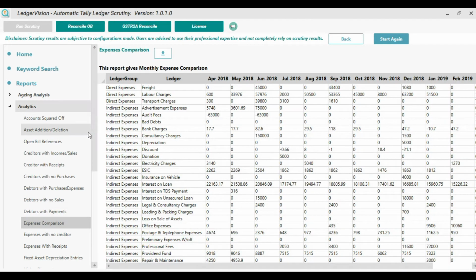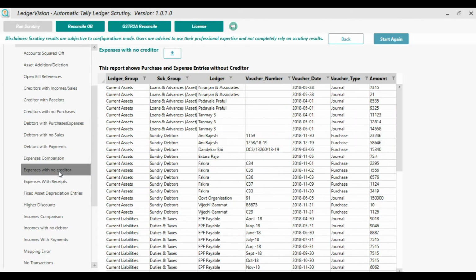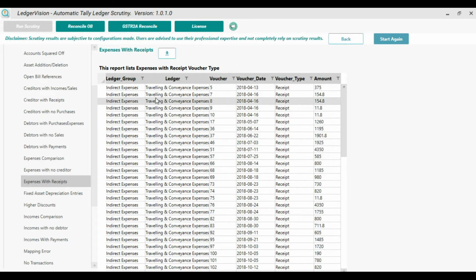An expenditure comparison report is given here. So monthly expenditure is compared and shown over here. You can download this to Excel and use percentages etc. in Excel format. Expenses with no creditors. So these are the expenditures where creditors are not there. Ledgers other than creditors are used. Expenditure with receipts. So these are the expenditure ledgers, but voucher type receipt is used.